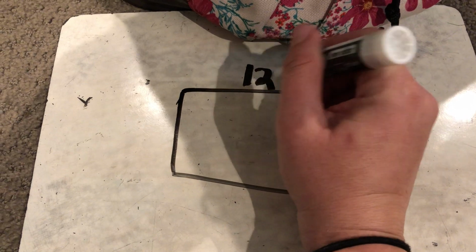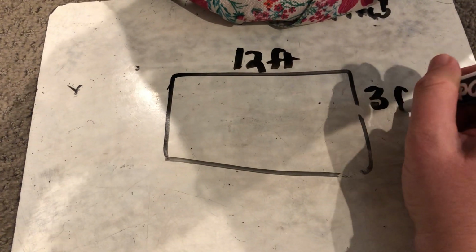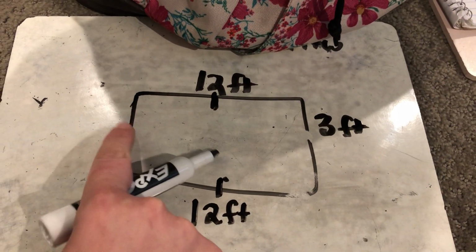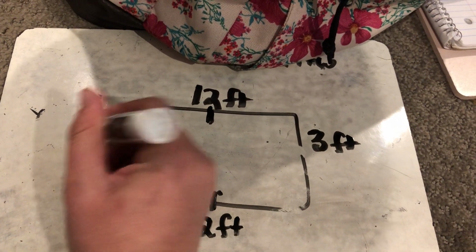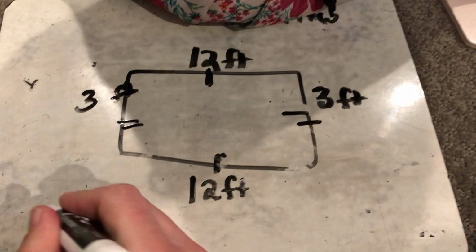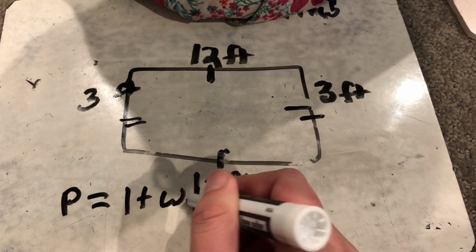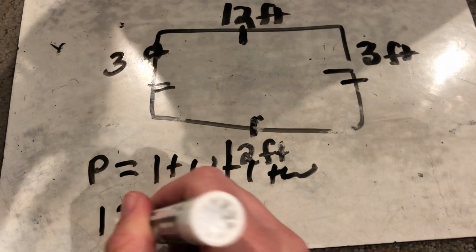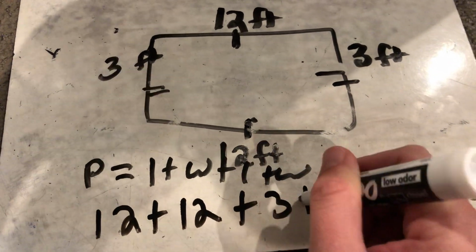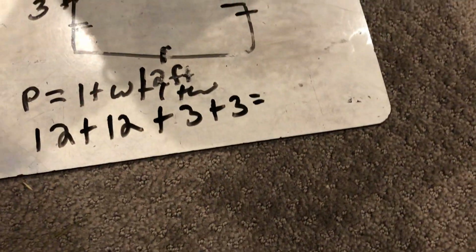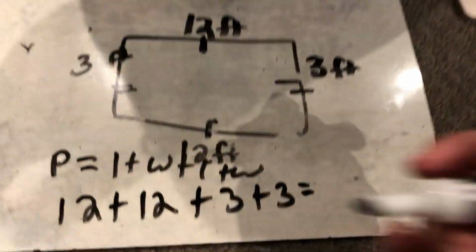Now, some of your problems you might have where they only give you 2 measurements. Okay, so we'll say this is 12 feet and this is 3 feet. Okay, you know that if this side is 12, this side has to equal the same thing. So this side's 12. If they don't give you this width, you know that this width is 3. So this side has to be 3 as well. Perimeter equals length plus width plus length plus width. So I'm going to add 12 plus 12 plus 3 plus 3. Oops, I forgot my measurements. Make sure to do your measurements.